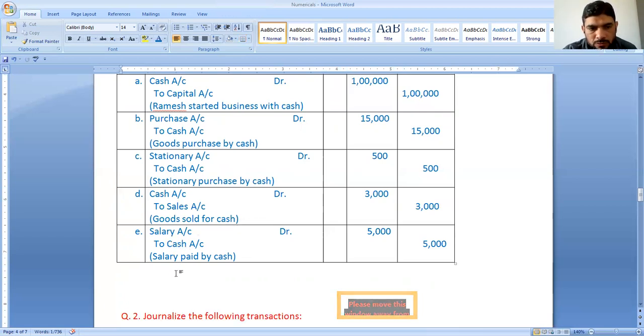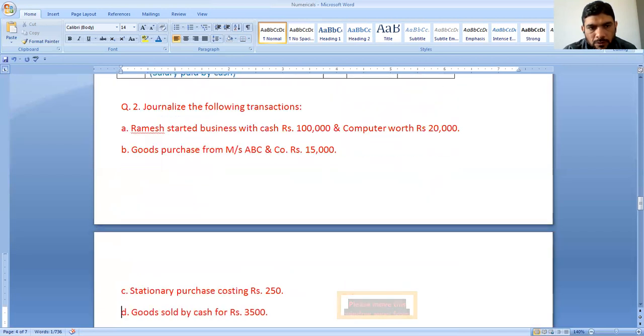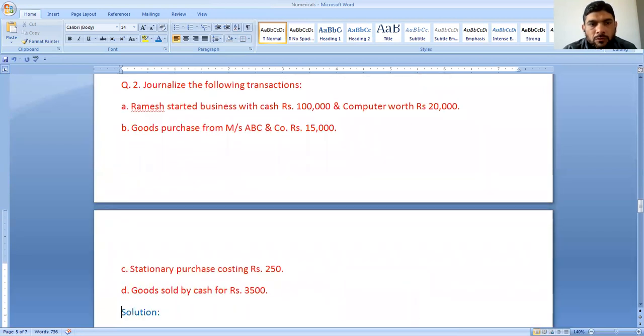We may have one more question, that is Ramesh started business with cash of rupees 1 lakh and computer worth rupees 20,000. Next transaction is goods purchased from Messrs ABC and Company rupees 15,000. Next transaction is stationery purchase costing rupees 2,250. Last transaction is goods sold by cash rupees 3,500. These are the four transactions. We have to journalize them.